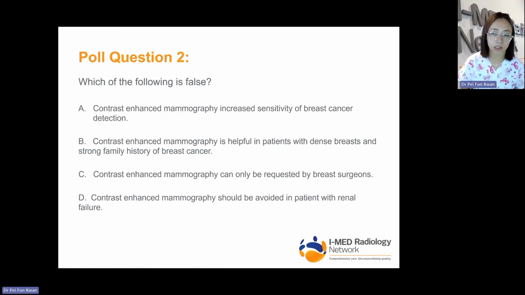Okay, now we have poll question number 2. Which of the following is false? A. Contrast enhanced mammography increases sensitivity of breast cancer detection. B. Contrast enhanced mammography is helpful in patients with dense breasts and strong family history of breast cancer. C. Contrast enhanced mammography can only be requested by breast surgeons. D. Contrast enhanced mammography should be avoided in patients with renal failure. Please put your answer in the poll.